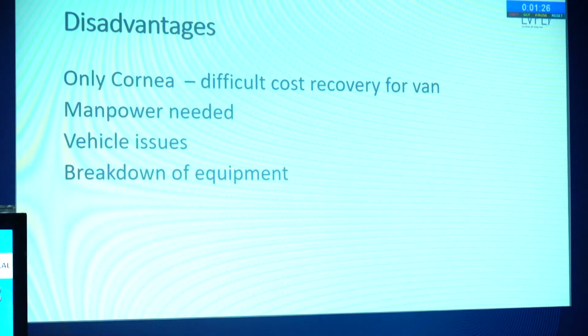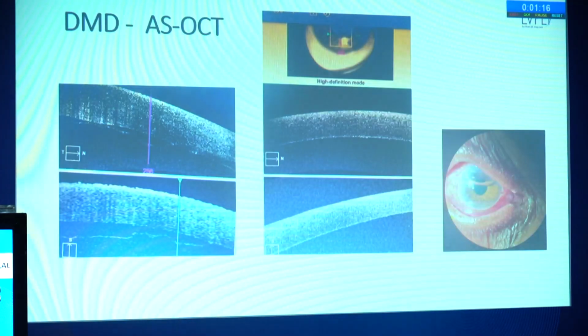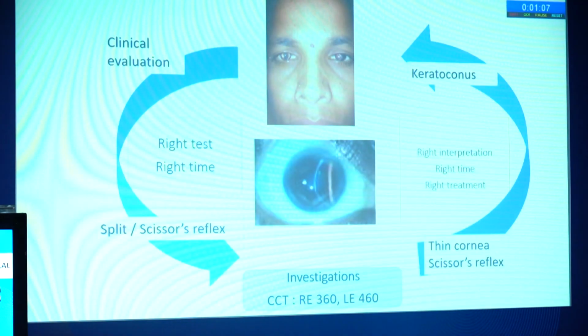If you think of only cornea, it is very difficult to have cost recovery from the mobile van because not many investigations were done for cornea, and the manpower needed, vehicle issues and breakdown of equipment also need to be considered. All of us have seen these examples. This is from the diagnostic van, and this is a post-op photograph I am showing. So if we have the right test at the right time with the right interpretation, probably we can help.